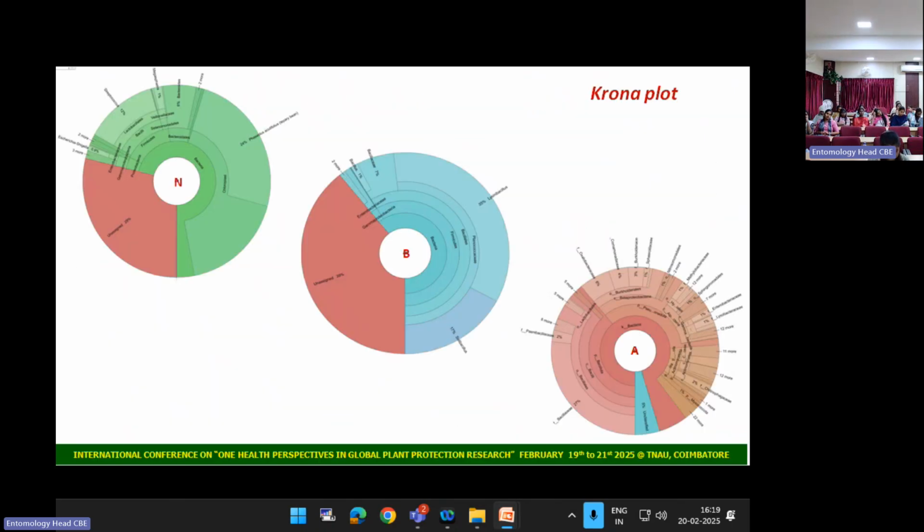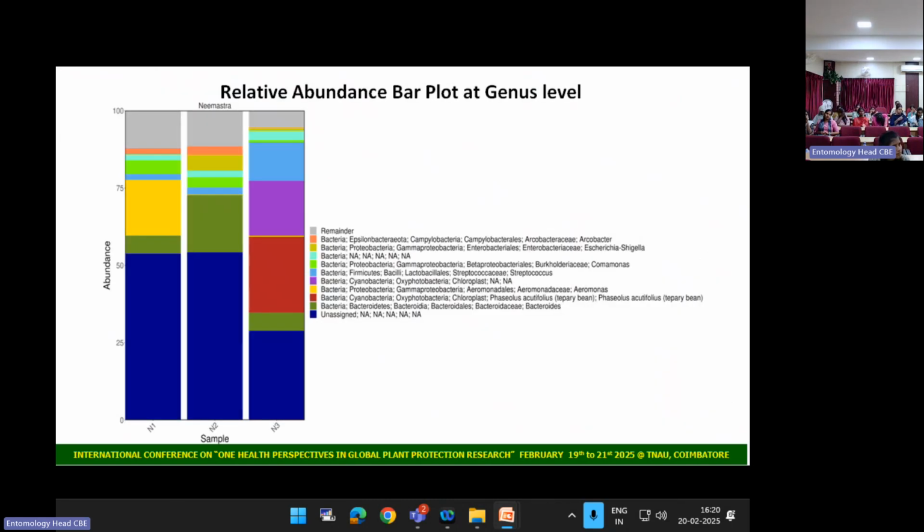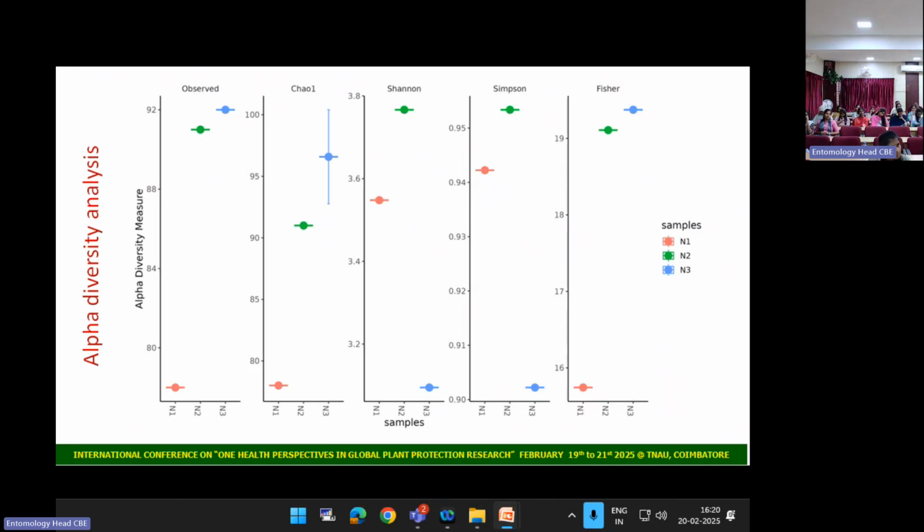Then coming to the metagenomic analysis. This is the Corona plot, which shows that Nemastra and Agnyastra have wonderful microbial diversity. Especially the bacterial diversity was excellent in Nemastra and Agnyastra when compared to Brahmastra. This is the relative abundance bar plot at the genus level for Nemastra. The alpha diversity analysis indicates that N2, that is the preparation from crossbreed, has maximum bacterial richness, diversity, and evenness.